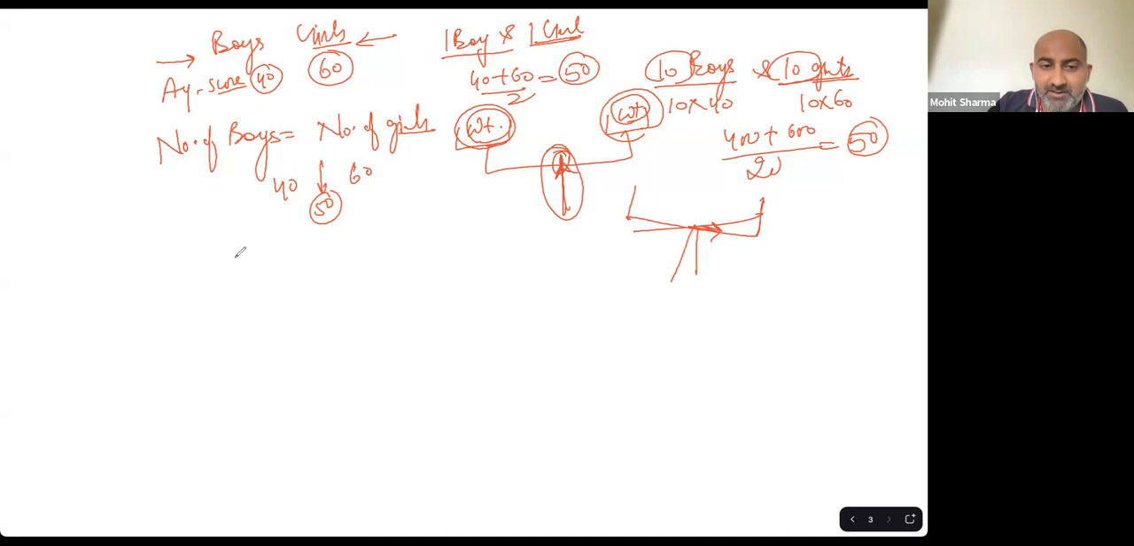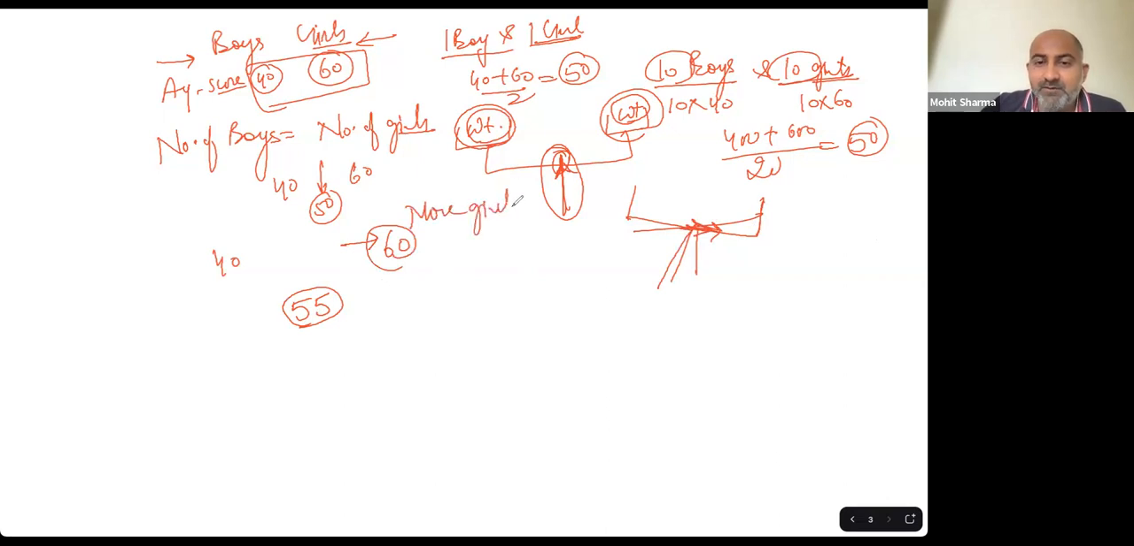For example, let's say the average for boys is 40 and the average for girls is 60. After we merge them in a single class, let's say the average of the entire class is 55. Let's take any random number. That means it's not the midpoint; it's closer to the average for girls. Remember, the needle will shift in the direction of the heavier pan, towards the heavier pan. That means we have more girls here. The number of girls is more than the number of boys.